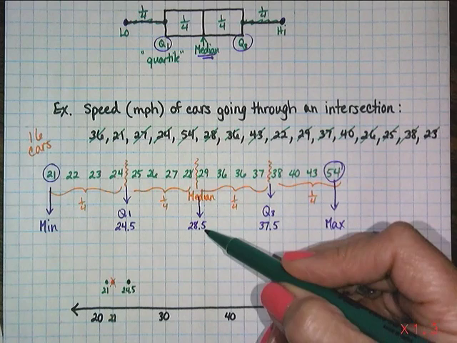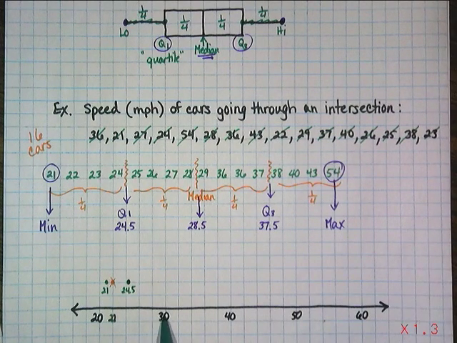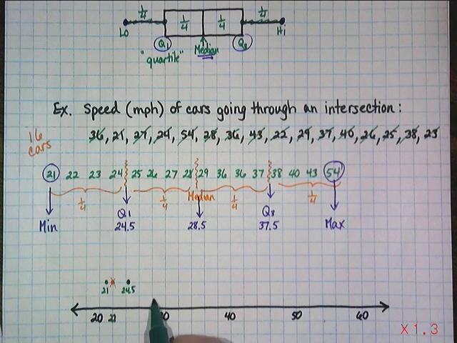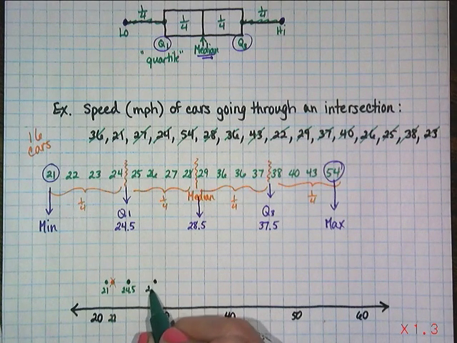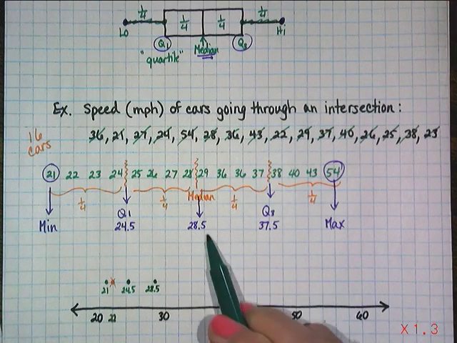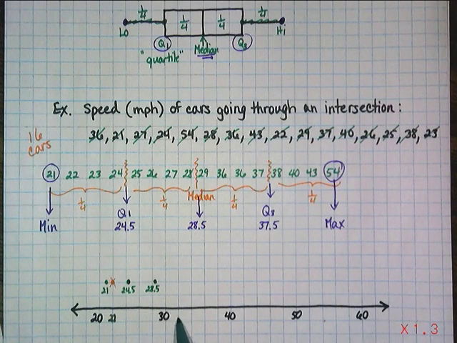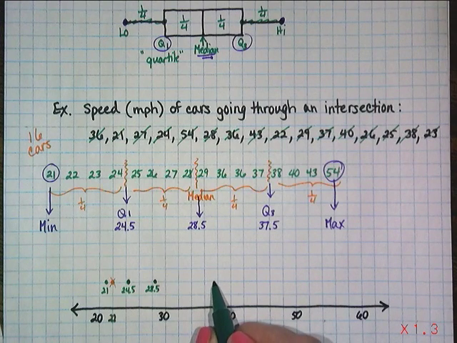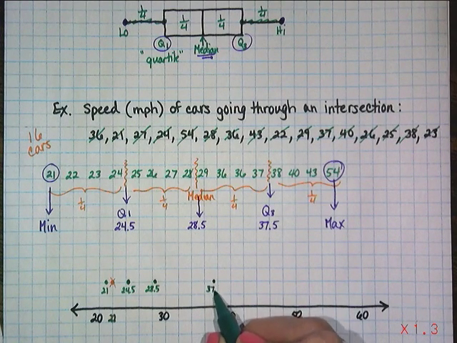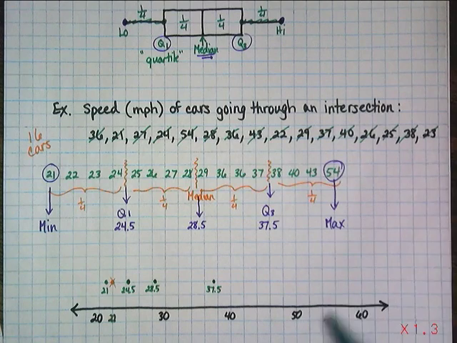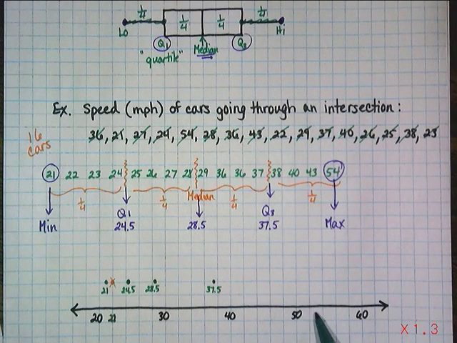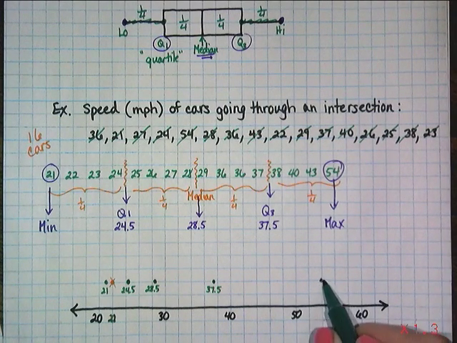My next number, 28.5. 20, this is 28. Right in the middle of those two is a 29. So 28.5 is going to be approximately right there. 28.5. My next number is a 37.5. 30, 32, 34, 36. This is going to be 38. So 37 is right in the middle. And then 37.5, a little to the right of that. 37.5. And then my maximum number is 54. Remember, I was counting by twos. 50, 52, 54. Here we go.